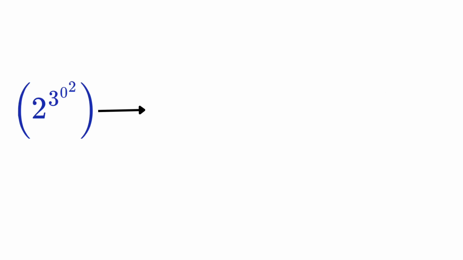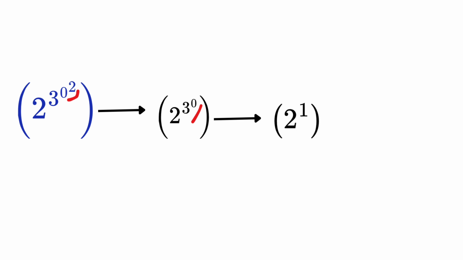Now take fourth term. 0 square is 0. Then we get 2 power 3 power 0. 3 power 0 is 1. Then we get 2 power 1 is equal to 2.